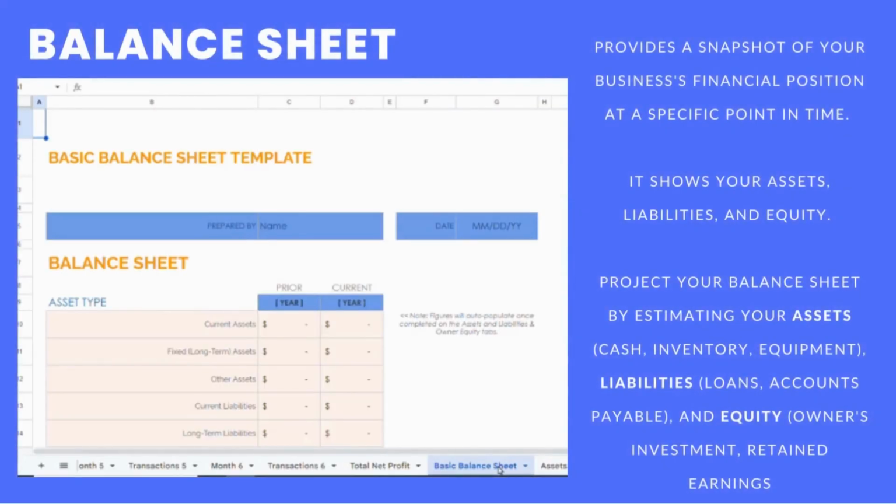A balance sheet is also included in the workbook. This provides a snapshot of your business's financial position at a specific point in time. It shows your assets, liabilities, and equity.